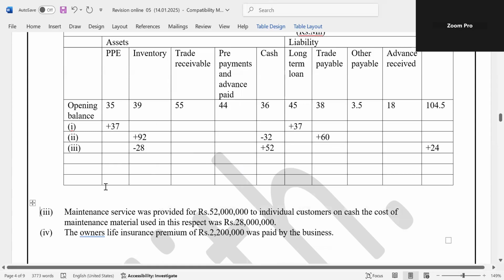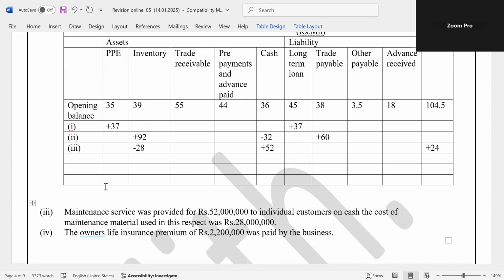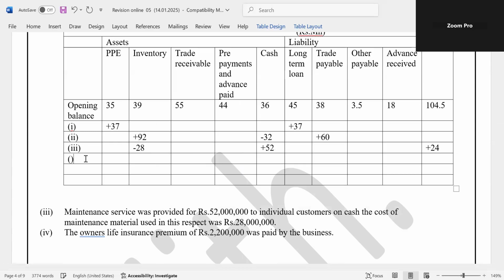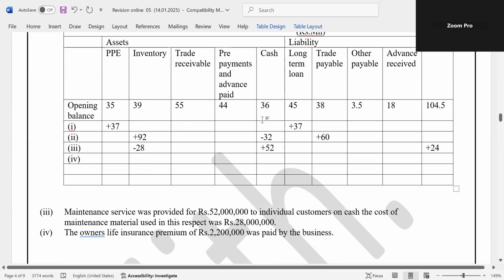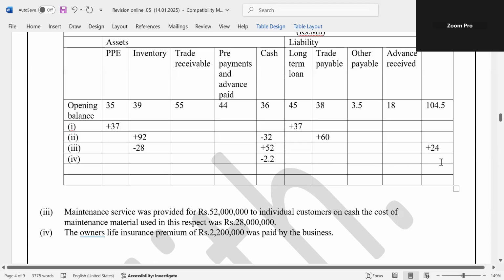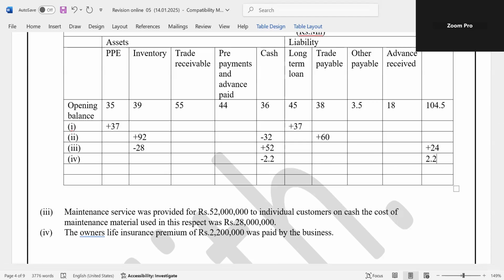The owner's life insurance premium of 2.2 million was paid by the business. Therefore, it should be considered as drawings. The effect is cash minus 2.2 as well as equity minus 2.2. It is not an expense of the business. That is drawings based on the entity concept.